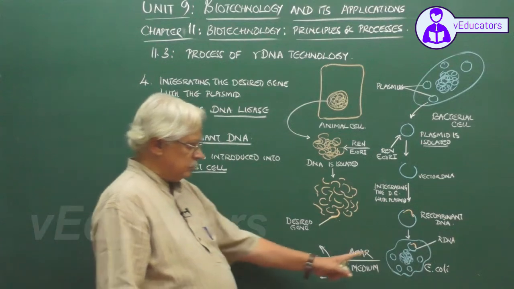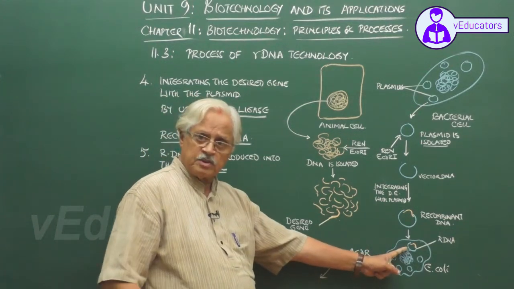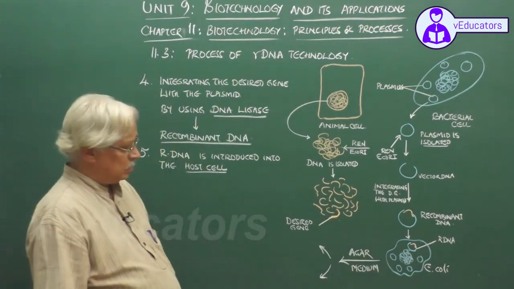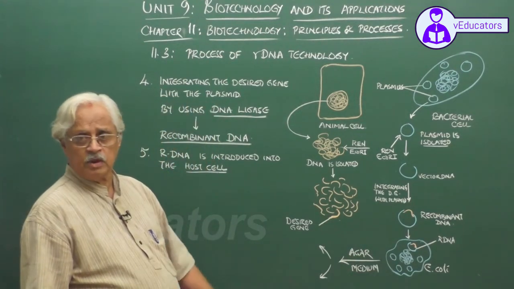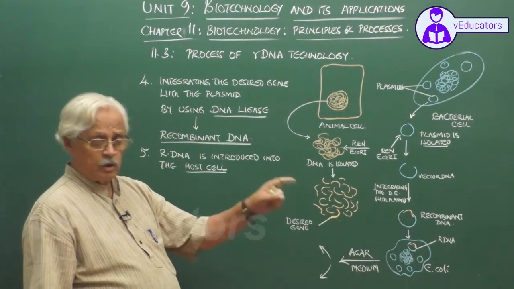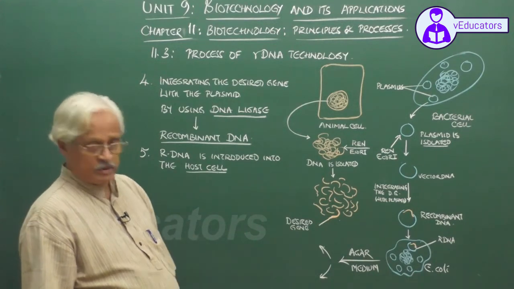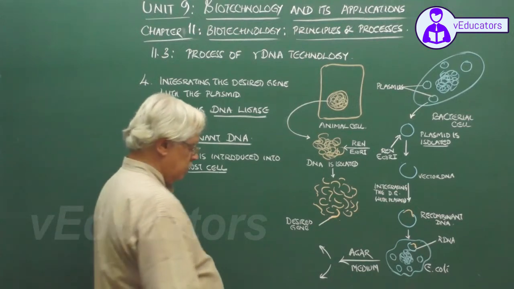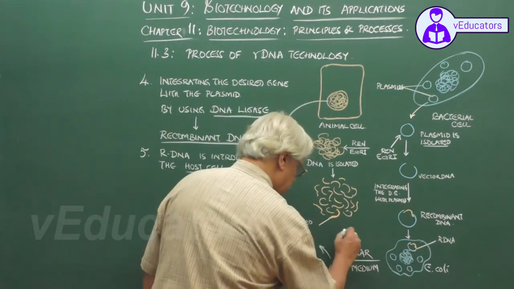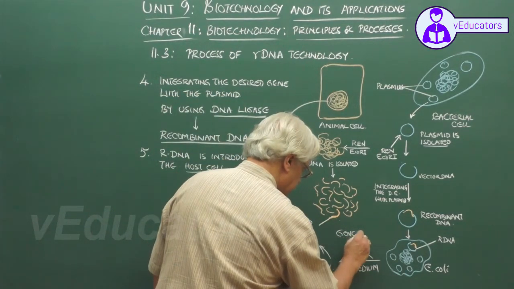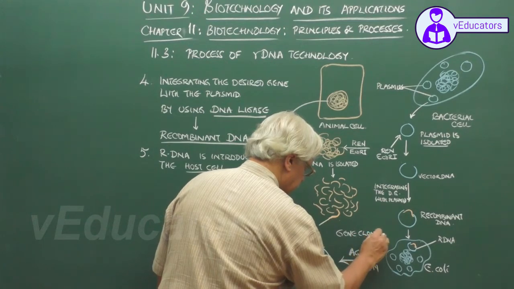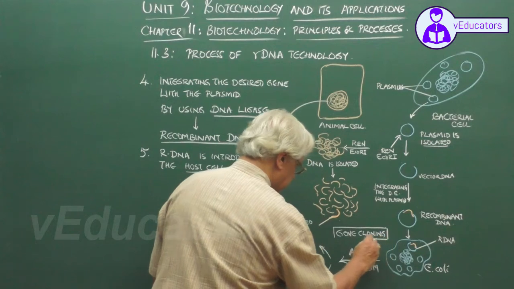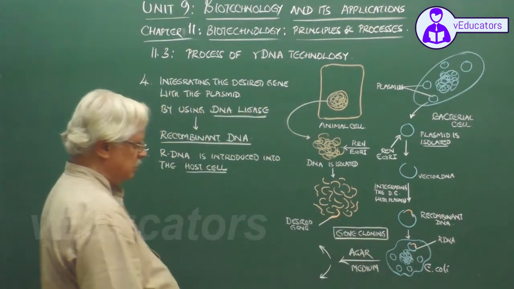So again, as and when this bacterial cell divides, you get a large number of cells. In each of these bacterial cells, the recombinant DNA copy would be present. So you are getting multiple copies of the gene, and this is therefore also called gene cloning.